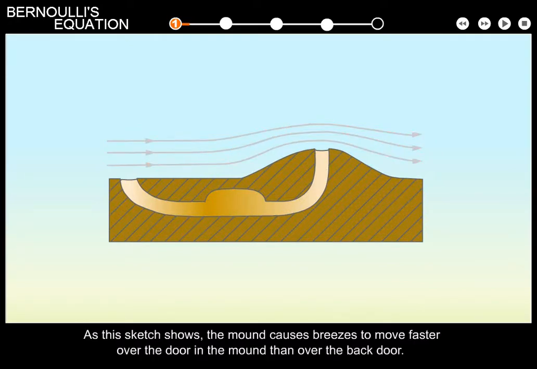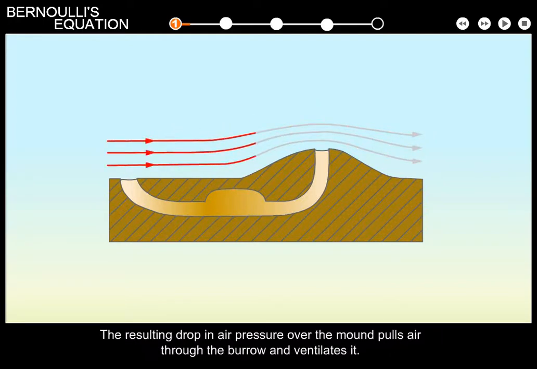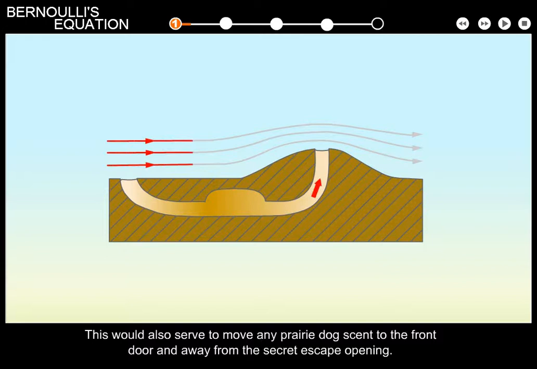As this sketch shows, the mound causes breezes to move faster over the door in the mound than over the back door. The resulting drop in air pressure over the mound pulls air through the burrow and ventilates it. This would also serve to move any prairie dog scent to the front door and away from the secret escape opening.